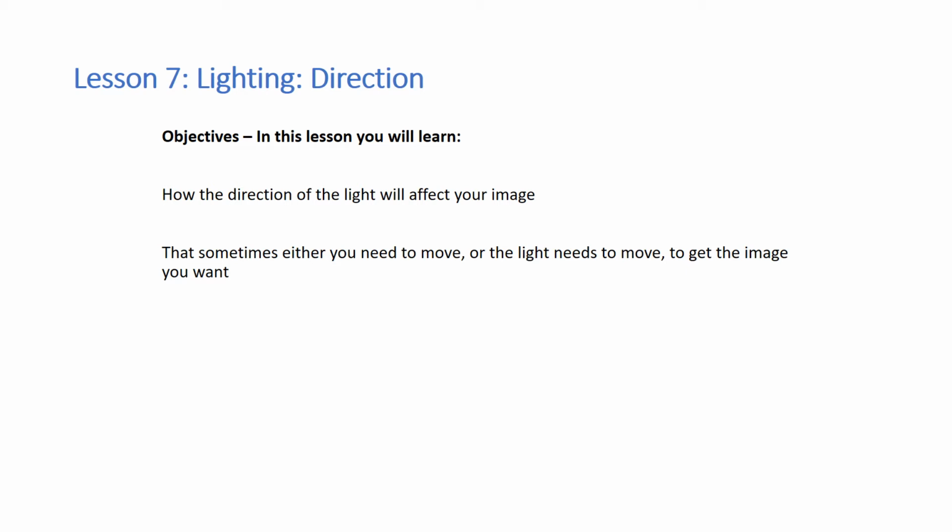For lesson 7, we're going to talk about lighting direction. So the objectives of this lesson are you'll learn about how the direction of the light will affect your image. And you'll also learn that sometimes either you need to move or the light needs to move, and that one of those situations has to happen in order for you to get the image you want.